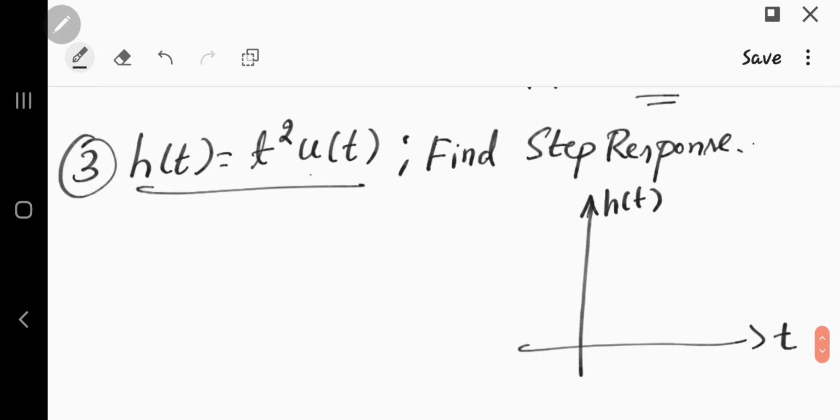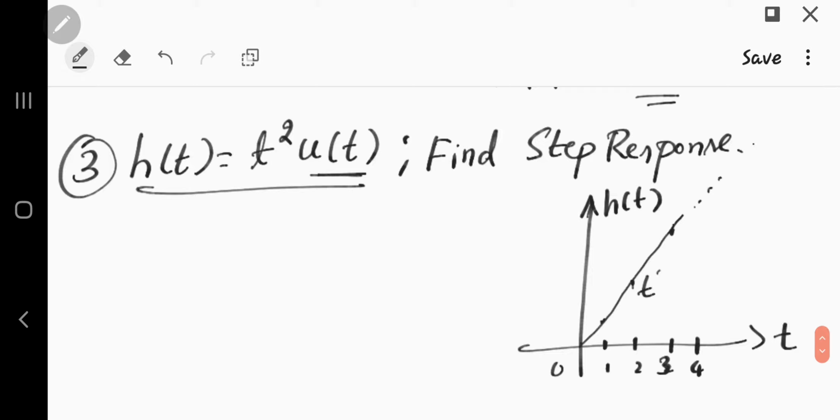Now you observe this u of t is there. So u of t means it is present only for positive values of t, and the t square means whatever the value you are going to apply here, it will take the square of it. So for 1 it will be 1, for 2 it will be 4, for 3 it will be 9, and then 16. So it will keep on increasing. It's a ramp function. It will keep on increasing like this.